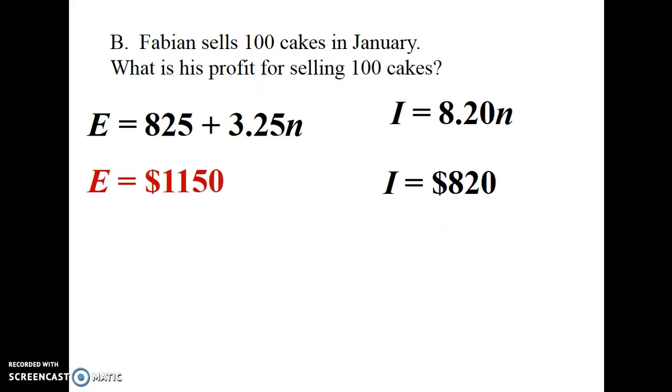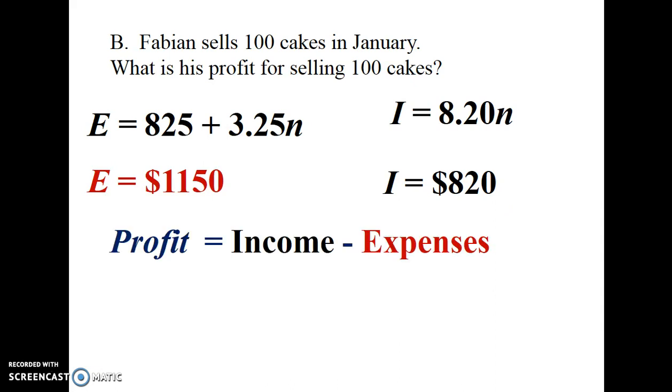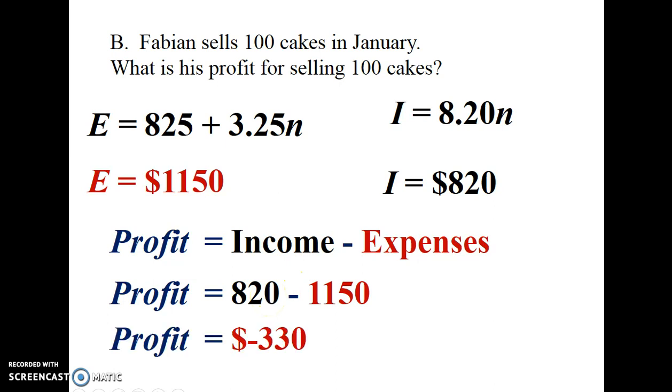So that being said, if his expenses are $1,150 and his income is $820, to calculate profit, you always subtract the income minus the expenses, even if the income is less. So I'm going to do the income minus the expenses. That means the profit is negative. So that means he's in debt. He's still in debt $330 by the end of January.